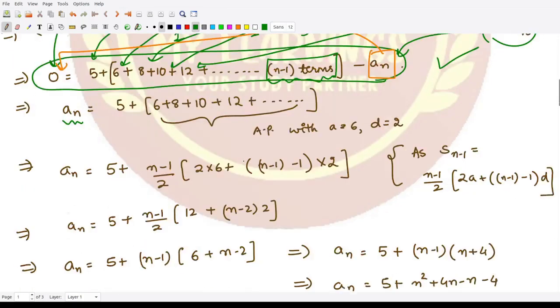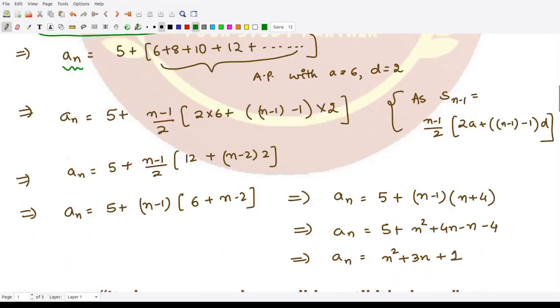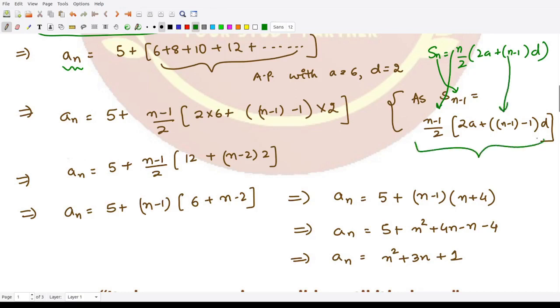Now you see in the bracket we have an AP with a equal to 6 and d equal to 2. So we can utilize the formula for calculating the sum of first n terms of an arithmetic progression. So what is the sum here? You know the sum Sn is given by n by 2 times 2a plus n minus 1 times d. So instead of n, we are writing n minus 1, everywhere we are writing n minus 1, and this is our formula.